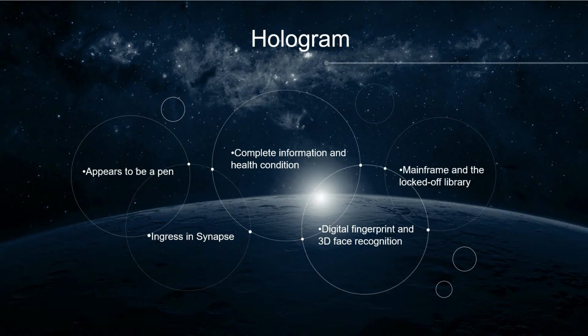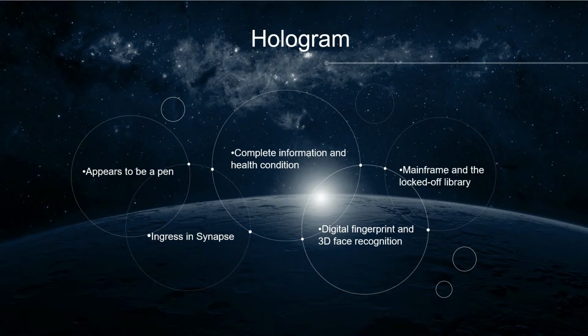Each hologram is unlocked by the owner's digital fingerprint and 3D face recognition. When the user logs in, the record will be sent back to the mainframe and the lockoff library, an independent database that will track and archive any information that may be wiped out when the mainframe is accidentally hacked or damaged.